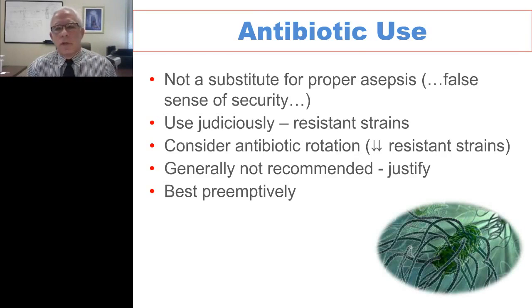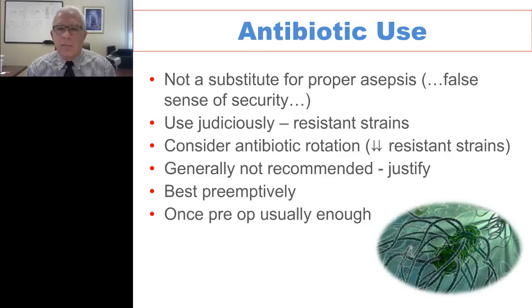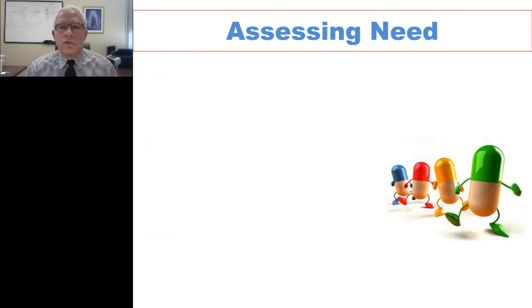It is best when it's used preemptively. So if you know that you need to use antibiotics, it is justified. It is best to have the highest possible tissue levels of the antibiotic. And if the offense occurs and contamination occurs, then you use antibiotics. It's best to use it preemptively, and once pre-op is usually all you need. Of course, there are exceptions to all these rules. And again, remember there could be a source of variables.